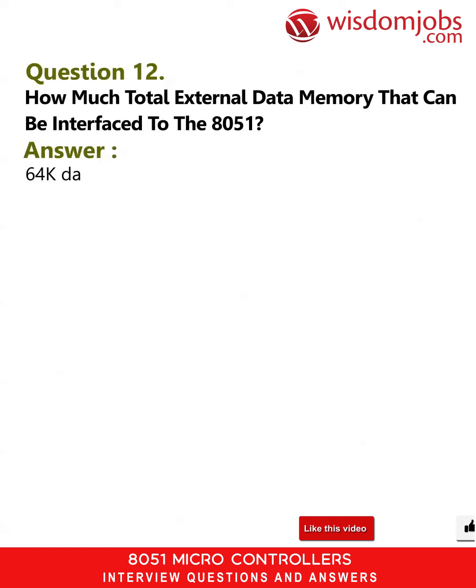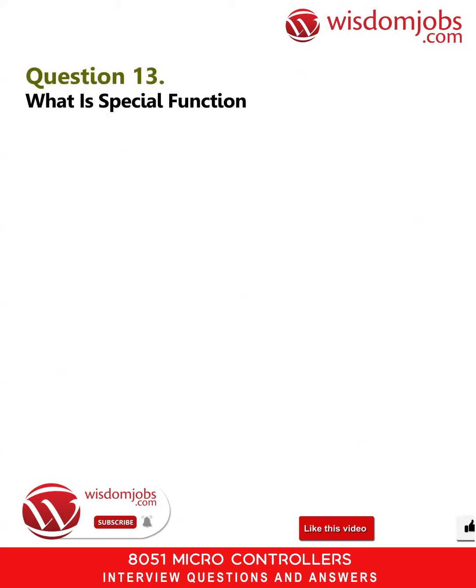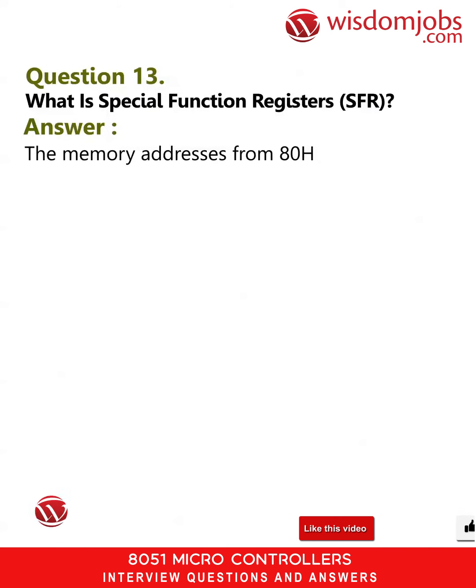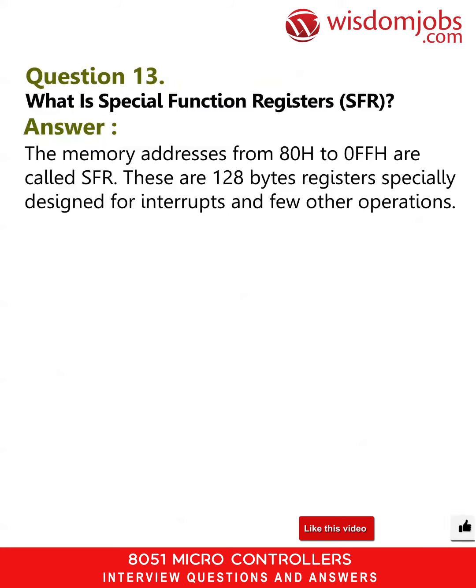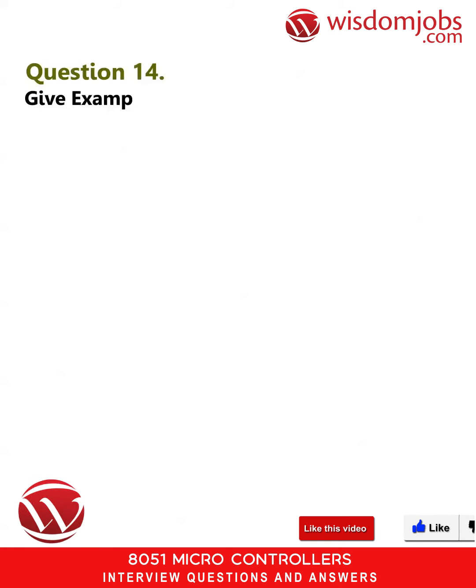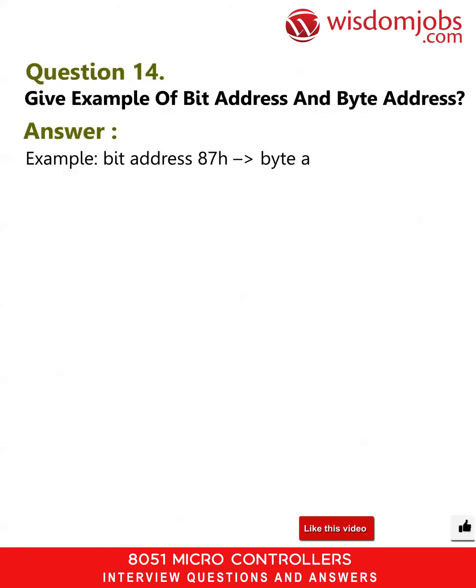Question 12. How much total external data memory can be interfaced to the 8051? Answer. 64K data memory. Question 13. What are special function registers, SFR? Answer. The memory addresses from 80H to 0FFH are called SFR. These are 128 bytes of registers specially designed for interrupts and a few other operations. Question 14. Give an example of bit address and byte address. Answer. Example: bit address 87H, byte address 80H.